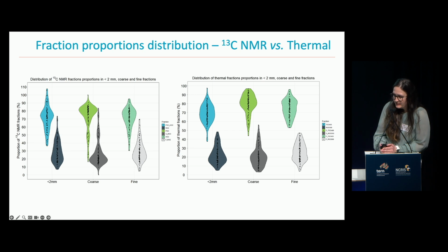Some of the results. We have some violin graphs on the left with the results of the CSIRO fractionation, and on the right with the results of the thermal fractionation. What I think is interesting is that between 70 and 80% of the soil organic carbon is mainly labile, and the remainder is ROC. And what is also very important is that we still have a very high percentage of labile carbon in the fine fraction. It's not only a resistant carbon.